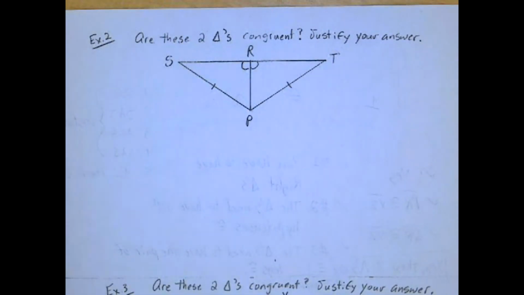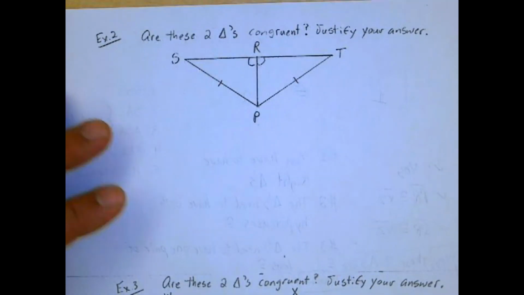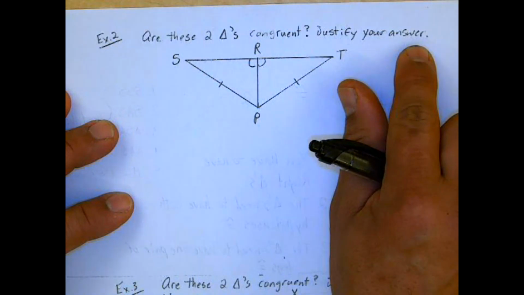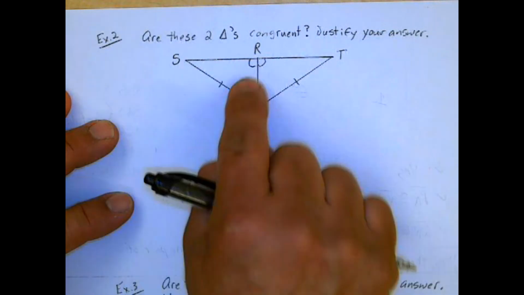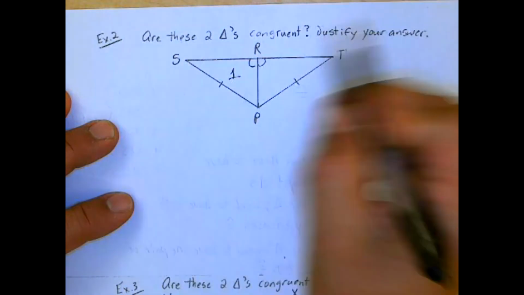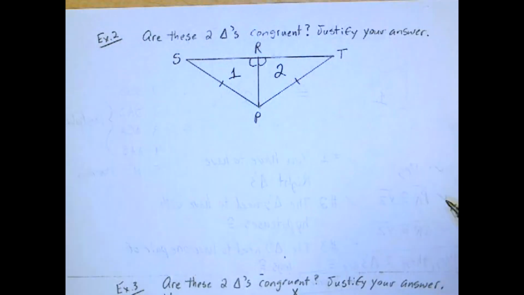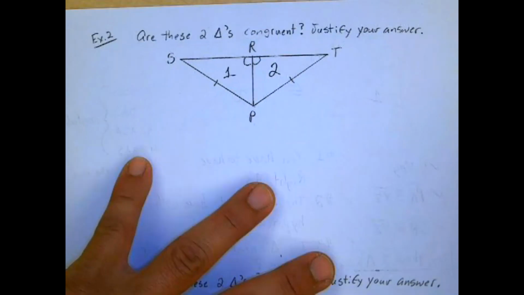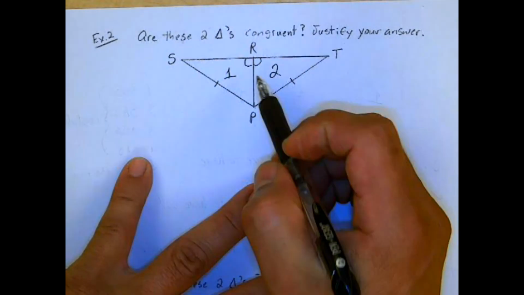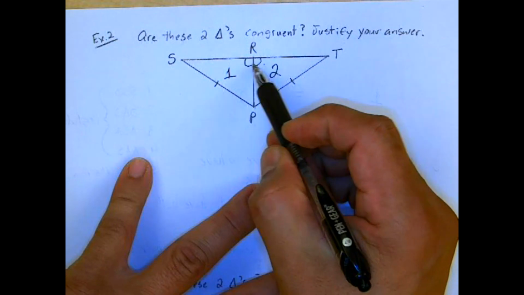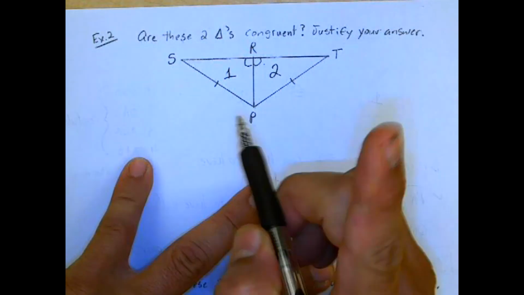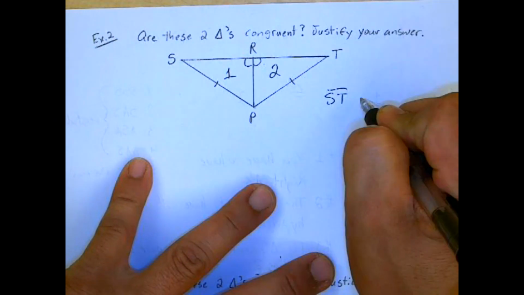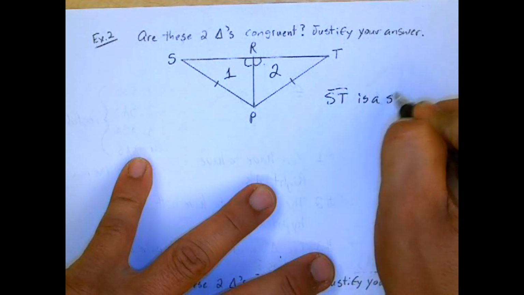Okay, the second example that I wanted to show you is on the opposite side of my paper here, but all you have to do is just watch this video and just be prepared for tomorrow's lesson. Are these two triangles congruent? Justify your answer. Well, we have this triangle over here, which is triangle number 1, and we also have this triangle over here, which is triangle number 2. Okay, first of all, you do not see for a fact that these two are right triangles.